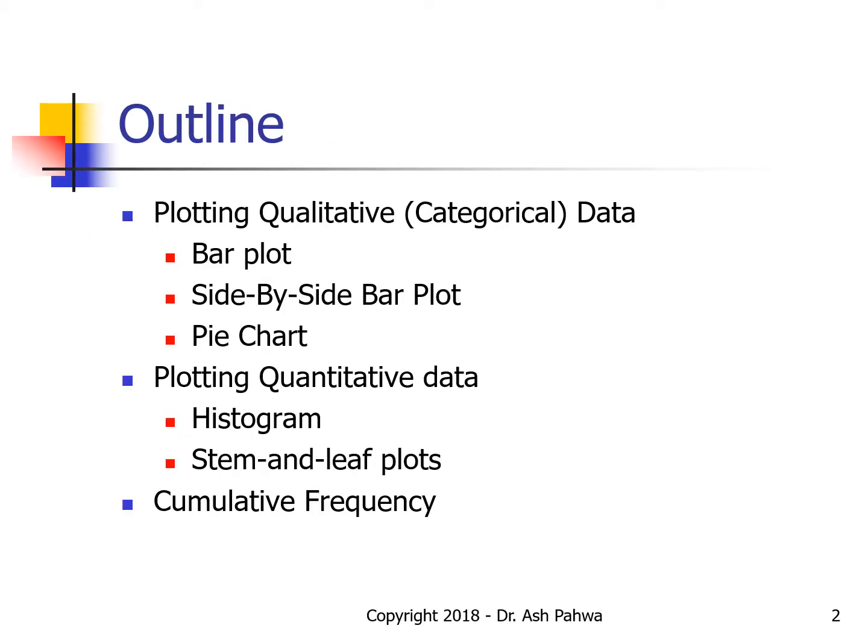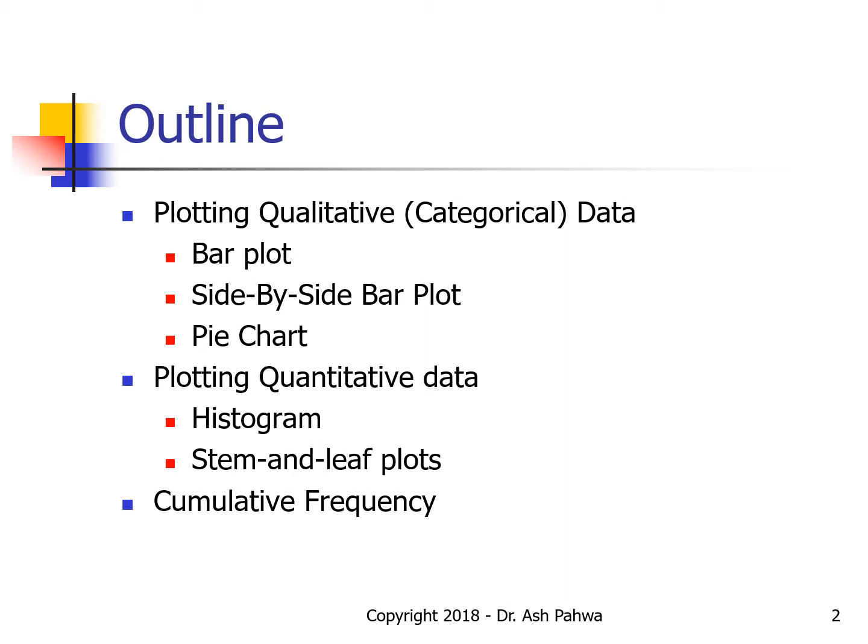This is the outline for this lesson. We will primarily focus on data plotting. In the previous lesson, we examined different types of data. We learned that we can have either the qualitative data or the quantitative data. Qualitative data is also called the categorical data. Now, with the categorical data, we can plot using the bar plot or a pie chart. And if we happen to have two different sets of categorical data, we can use side-by-side bar plots. Pie charts can also be created using this type of data.